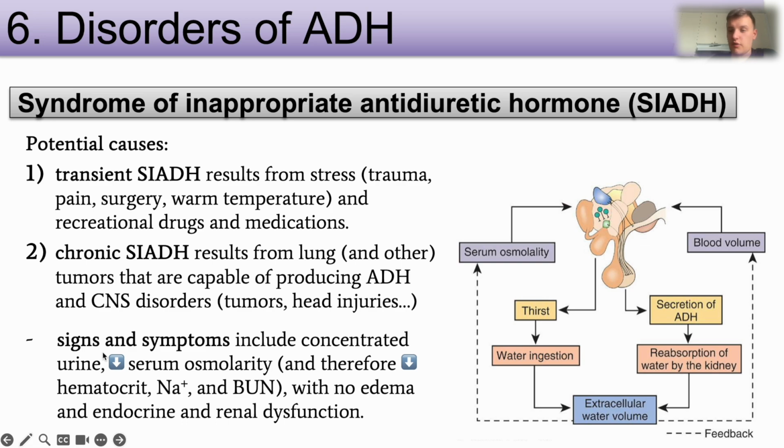How do we know that this is happening? Signs and symptoms include concentrated urine, very strong, low serum osmolarity, and therefore low hematocrit, low sodium, and no edema, and endocrine and renal dysfunctions.